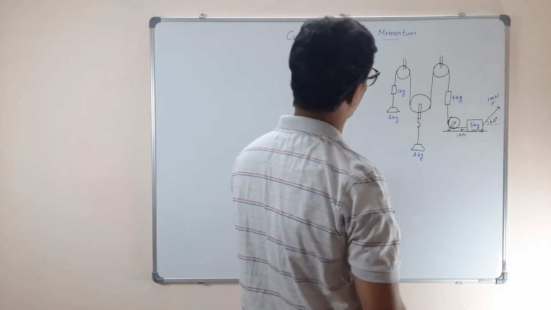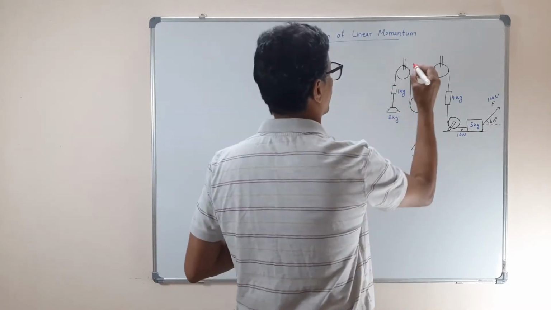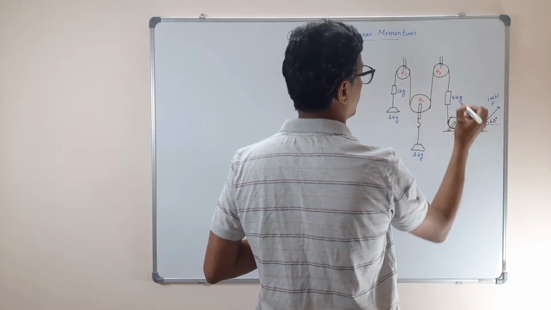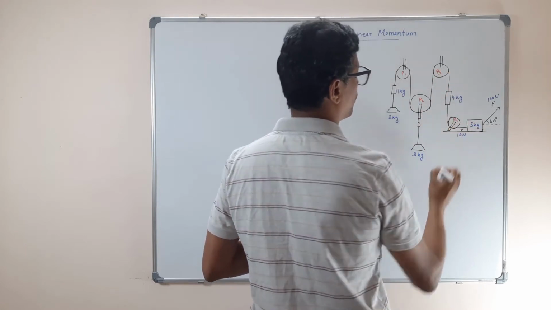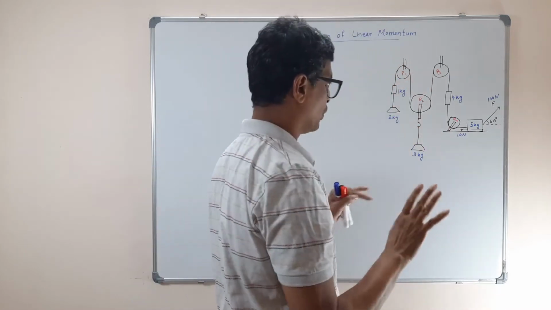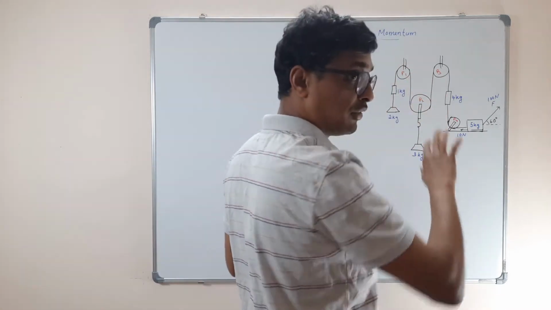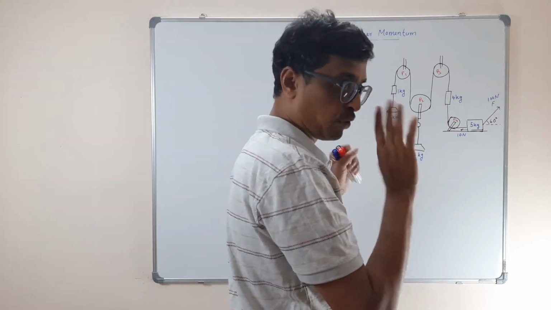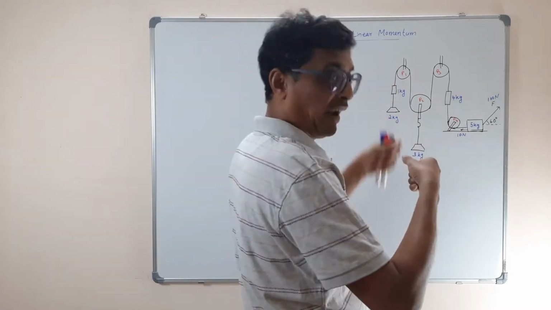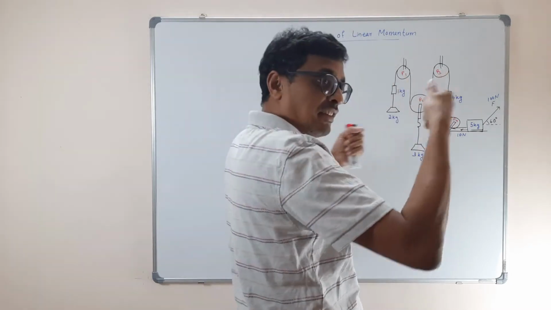Let me call these pulleys P1, P2, P3 and P4. There are 4 pulley systems. And what they have done, this is a string. Neglect the mass of the string. There is no mass of the string. And it's not extendable. It's fixed. It's not a rubber band. It's a non-extending string.